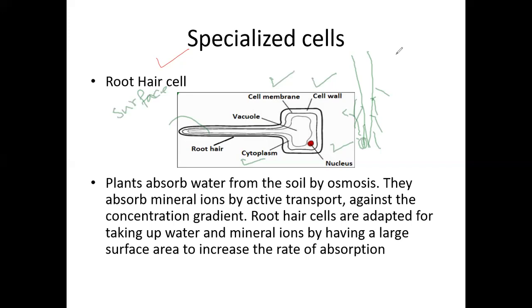Plants absorb water from the soil by osmosis. Yes, the only way of movement of water is osmosis, in which water moves from higher water potential towards lower water potential through a partially permeable or selectively permeable membrane, and the cell wall acts as a partially permeable membrane in all these cases. Root hair cells absorb the mineral ions by active transport. Water is moved by osmosis, whereas the mineral ions always move by active transport.